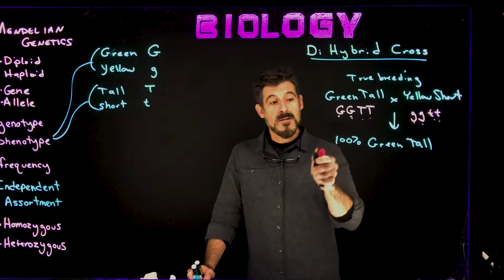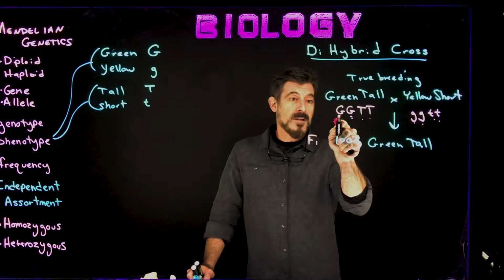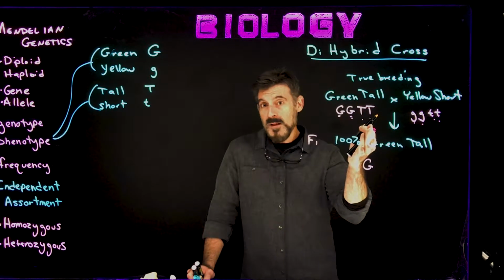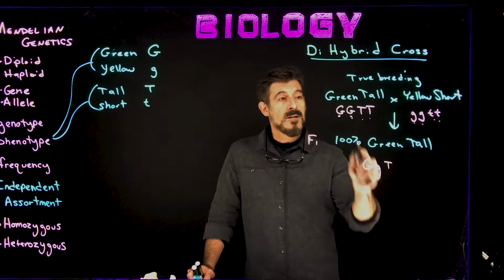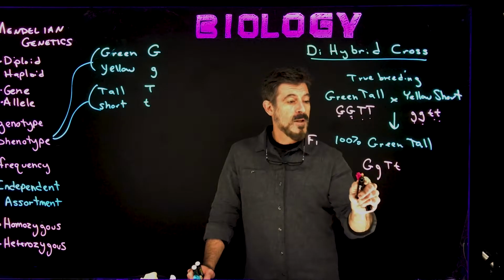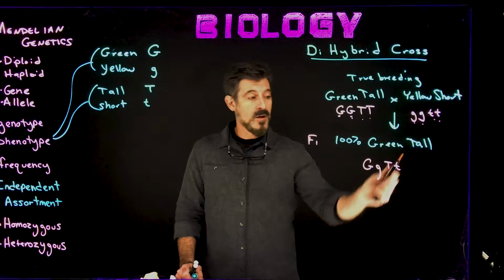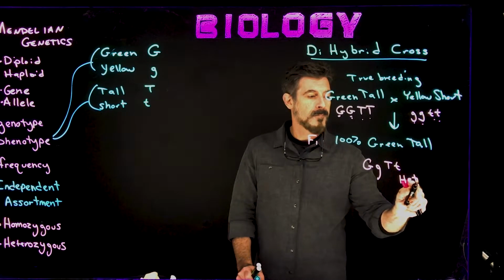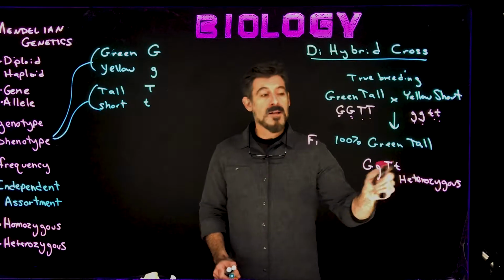Now, in terms of the offspring, the F1 generation, its genotype is going to be different. This plant can give the dominant allele for green, and only that one. This one can give the recessive allele for yellow, and that's it. This plant can give the dominant allele for tall, and that's all it has. And this one can give the short allele. So while the phenotype of the F1 generation is 100% green tall, their genotype is heterozygous. They have the dominant and the recessive for each of them.